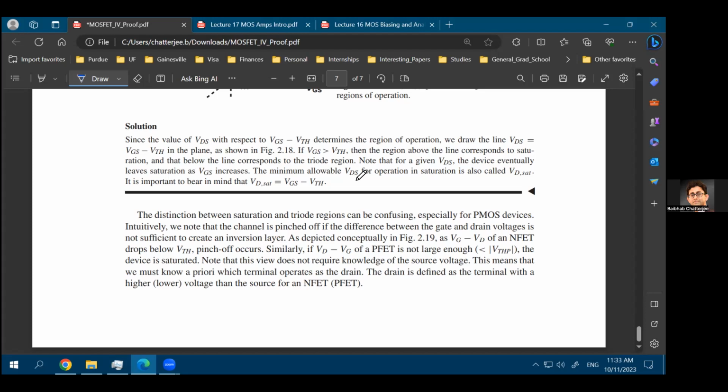You have gm times VGS times Rout. If gm times Rout is more than 1, then you have a voltage gain. Your input was VGS, your output is this. If gm times Rout is more than 1, you have a voltage gain. If it is less than 1, you do not have a voltage gain.